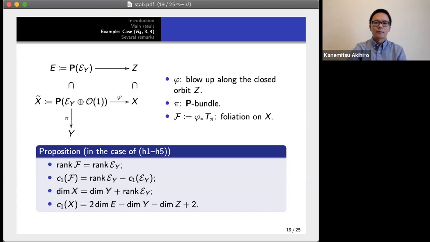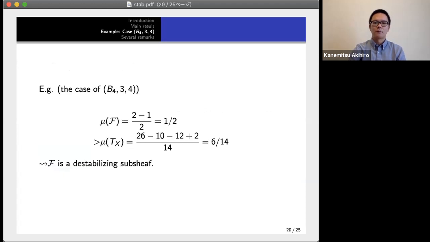Now let's go back to the case B434. In this case, the slope of F is 1/2. On the other hand, the slope of the tangent bundle is 6/14, which is smaller than 1/2. So the tangent bundle is unstable. And this is the proof for the case of B434. We can prove the main theorem by similar calculations.